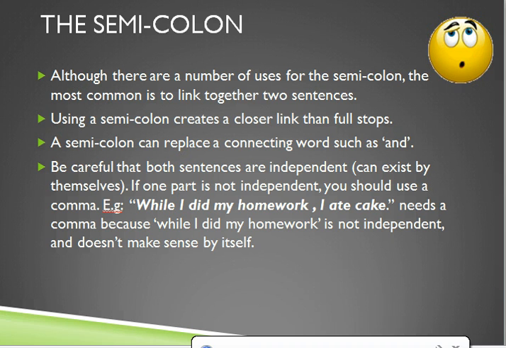So there are a number of uses for a semicolon, but ultimately the most common is actually to link together two different sentences. It creates a much closer link than using full stops. Most of the time, what it's basically doing is replacing a connecting word such as and. With that in mind, what you've got to be careful about is that both sentences are actually independent. And by that I mean that they can exist by themselves, they make full sense by themselves. If one part isn't independent, and it's dependent therefore, you should actually use a comma in that instance.